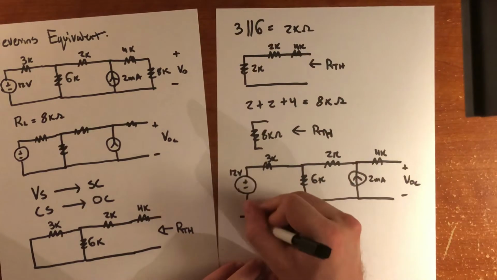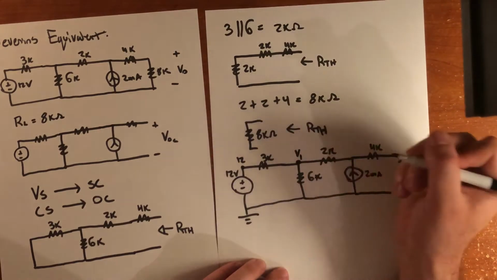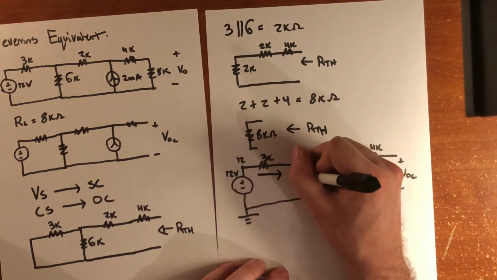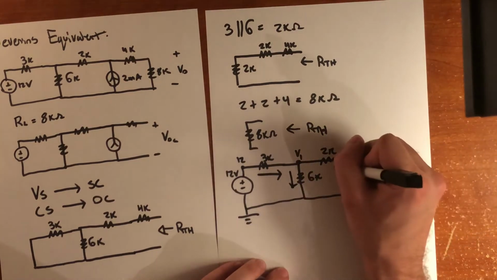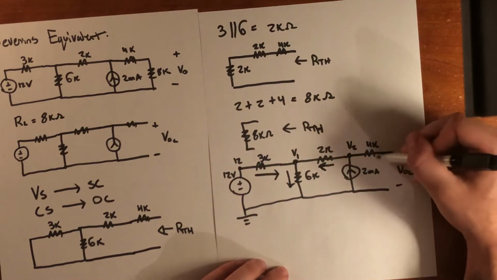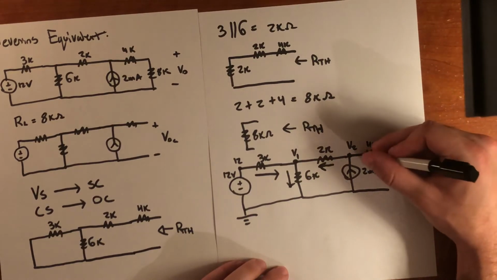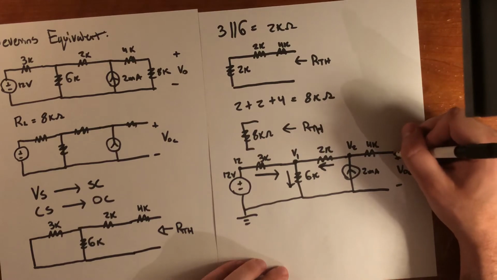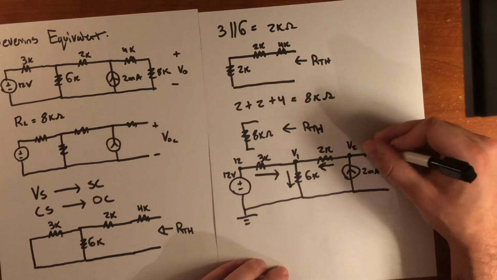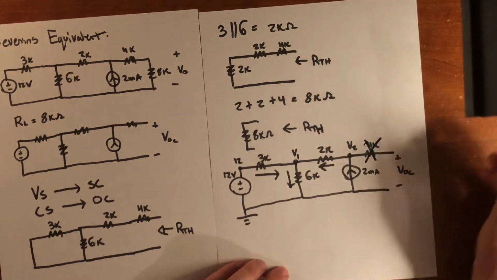So let's ground the bottom node here. We'll say this is 12 volts. We'll label this as V1. Label this one as V2. We'll say the current is going this way across the 3K, current is going that way across the 6K, and current is going across there, across the 2K. Now we don't have current going through this 4K resistor, and the reason is because this node isn't complete, right? It's not attached to anything, so the 4K can be removed. So we'll cross that out like that.